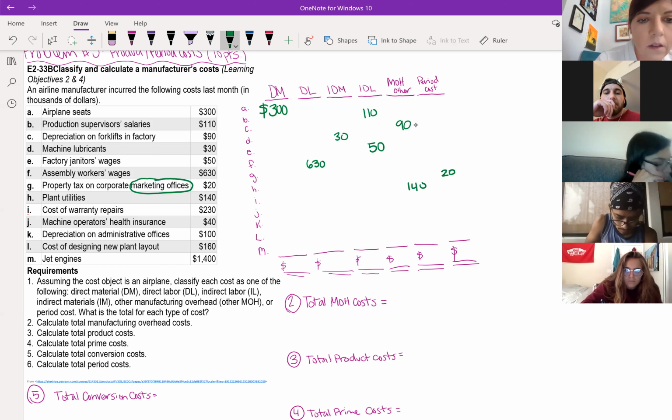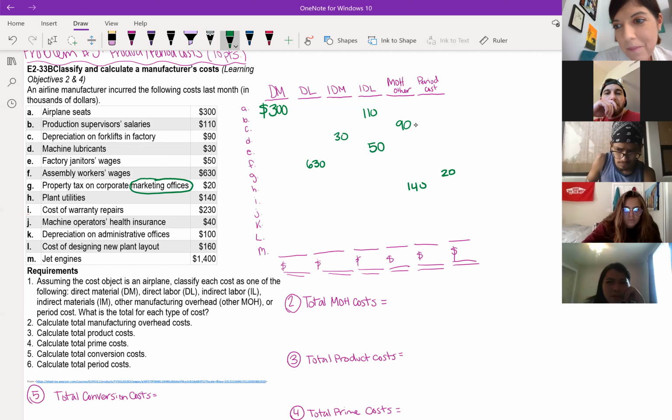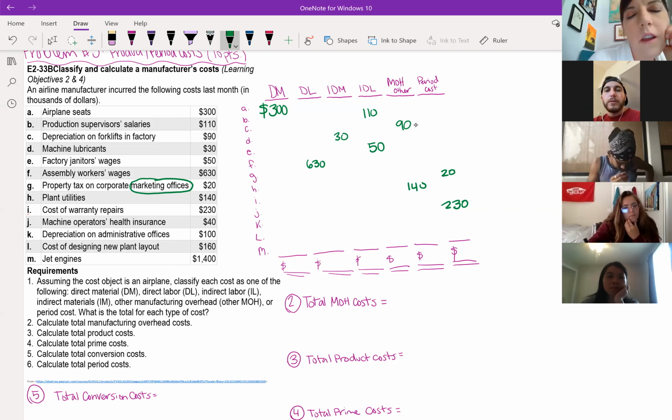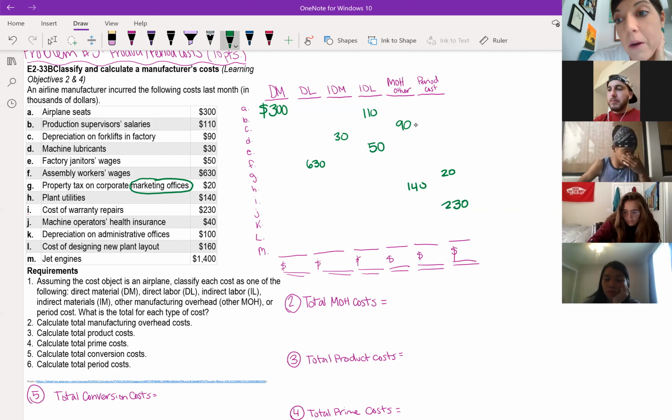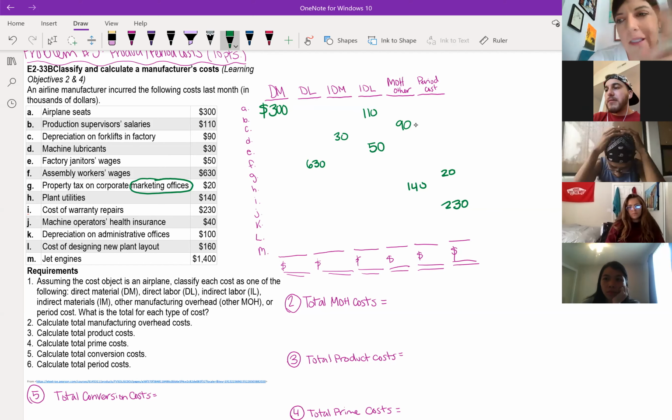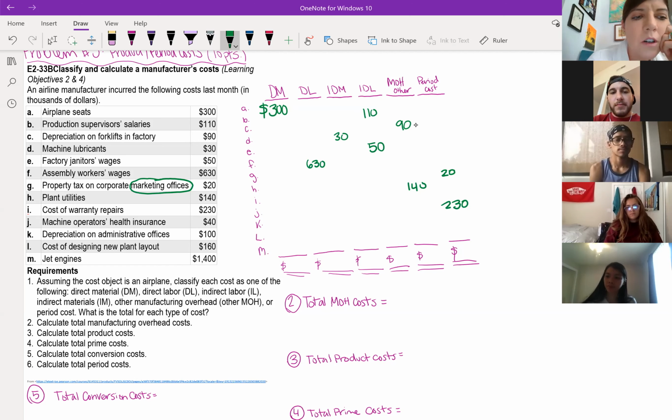Cost of warranty repairs. Period. Yep, expenses incurred. So that one, you may just want to memorize. Is that the warranty on the product? Yeah. The whole purpose of a warranty is to encourage people to buy your products because we're guaranteeing them. So it's a selling type cost. Gotcha. Yep.